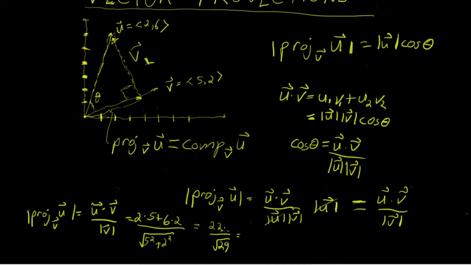So this is 22 over something a bit bigger than 5. So you can see the length is about, looks like it's about 4 something. And that looks about right from this picture, because the length of v is going to be square root of 29, which is a bit bigger than 5, and this projection vector looks like it's about 80% the length of vector v. So this is about 4.